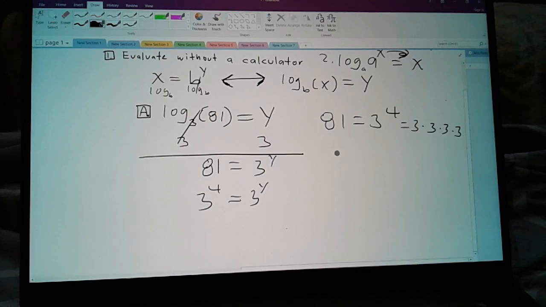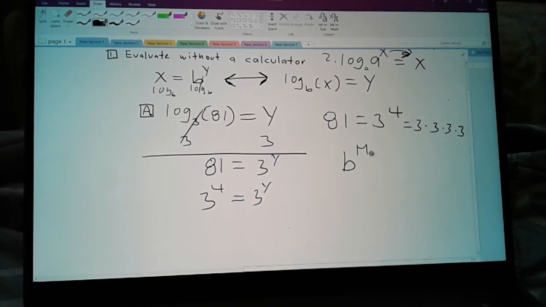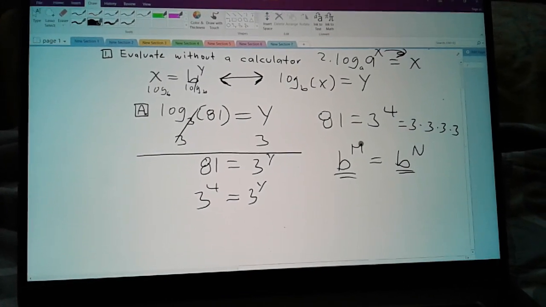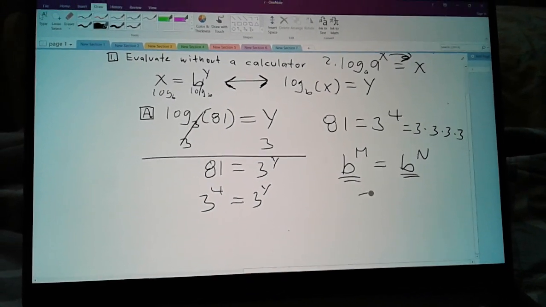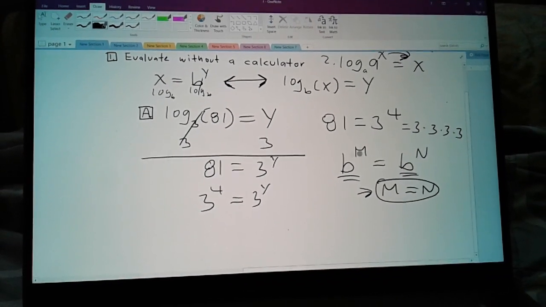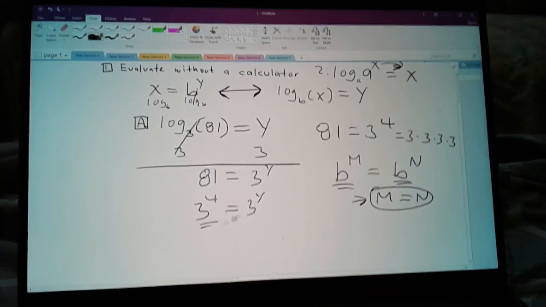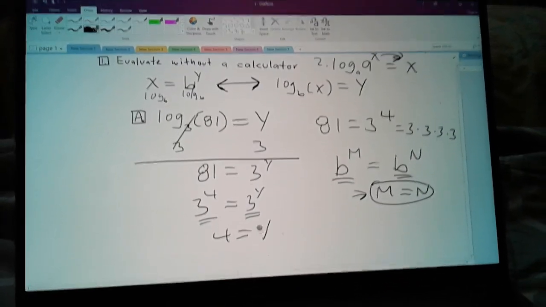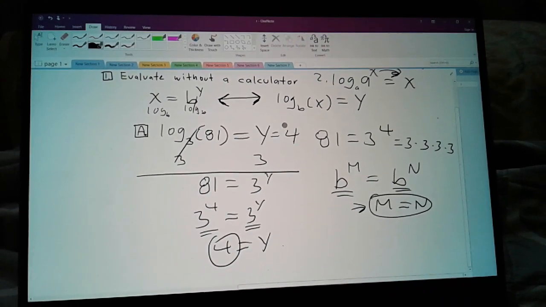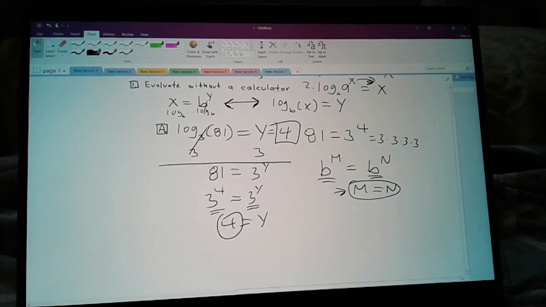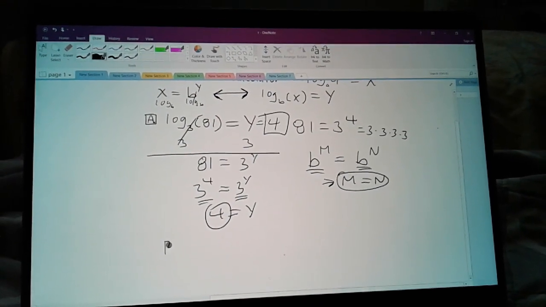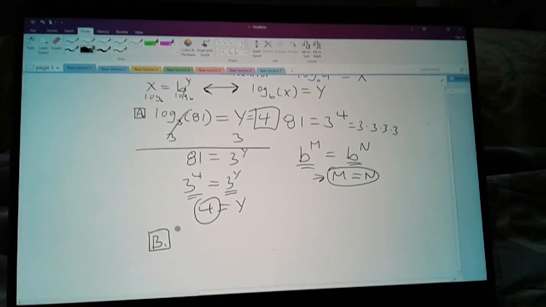Now, there's another property we talked about. If I have b to the m equals b to the n, as long as they have the same base, I can say that the powers are the same. So here, I would say m is equal to n. So here I would say they have the same base, so 4 is equal to y. So my answer is going to be 4 for this one. Okay? So there's a few properties that you have to be able to manipulate back and forth. Then you can answer these questions.